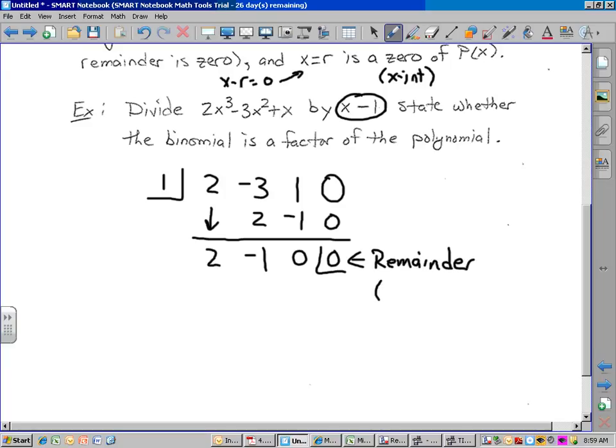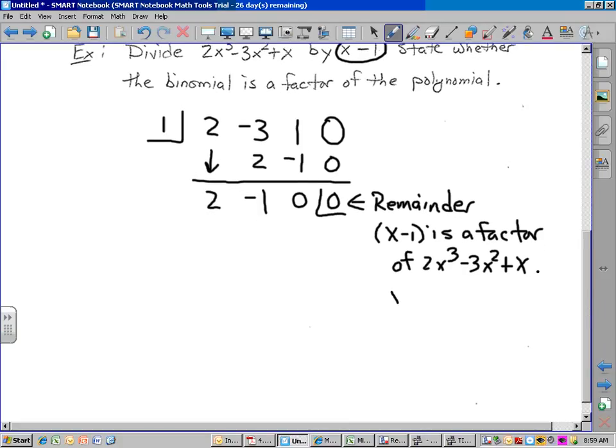That tells us that x minus 1 is a factor of 2x cubed minus 3x squared plus x. Also, it tells us that x equals 1 is an x-intercept of 2x cubed minus 3x squared plus x.